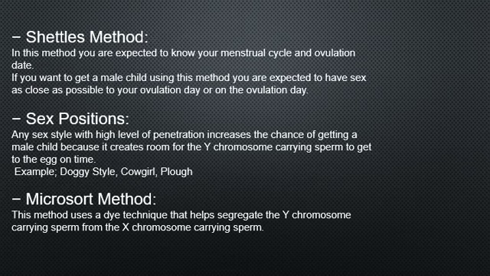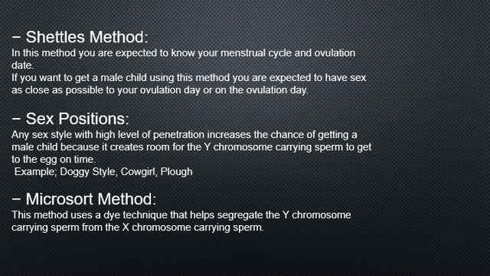So using the Schittel's method, you're expected to know your menstrual cycle and your ovulation dates. I'll be dropping a link to my video on menstrual cycle and how to calculate your ovulation date or safe period in the description box. Okay, so using this method, if you want a baby boy, you're expected to have sex as close as possible to your ovulation, or on your ovulation day. The possibility is high on your ovulation day.